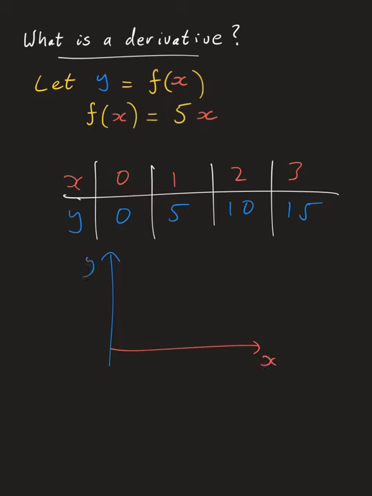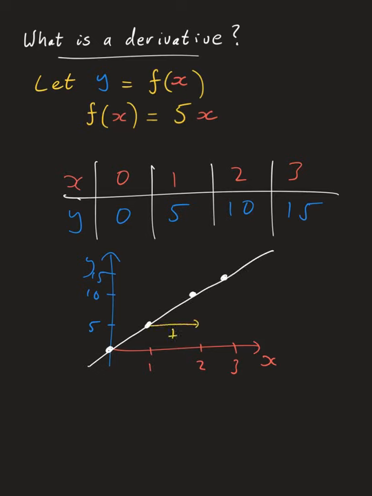So here are my x and y axes. I'll mark out my points 1, 2 and 3 on the x-axis, and the points 5, 10 and 15 on the y-axis are the ones I need. And then I can plot out all of these points I've calculated in my table. There's (0, 0), (1, 5), (2, 10), (3, 15), and I join them all up. In this case they make a straight line, which is no surprise.